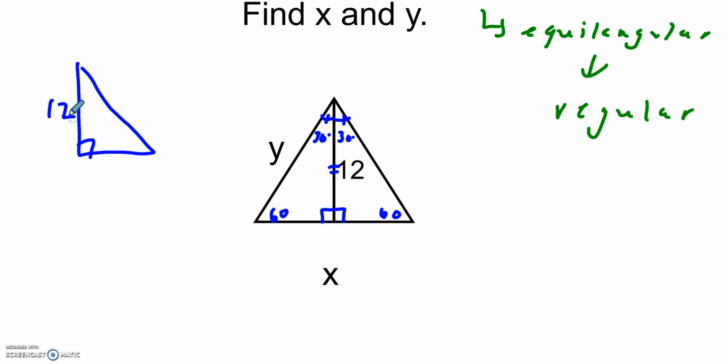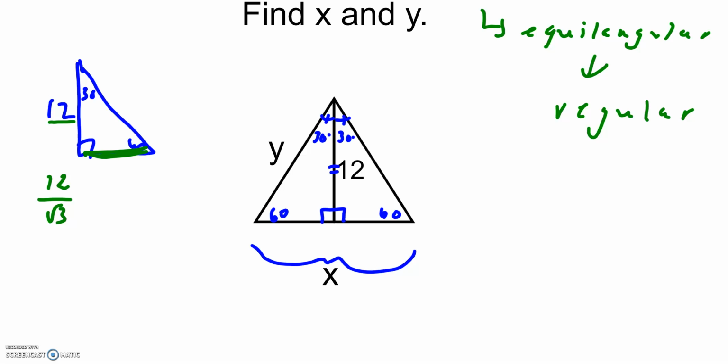I'd have 12 here. Here's my 60 degree angle, here's my 30 degree angle, and there's my 90. And my goal is to find x and y. This entire side is x, which means that this is only half of it here. And I want to find y as well. So let's use our triangle and see if we can use our knowledge to help us find what we know. In this 30, 60, 90, I'm given the 12, which is the longer leg. So if I want to get to my short leg here, I have to take my 12 and divide it by root 3.